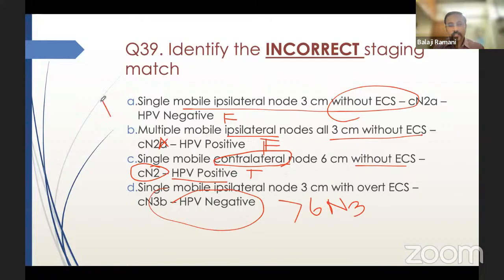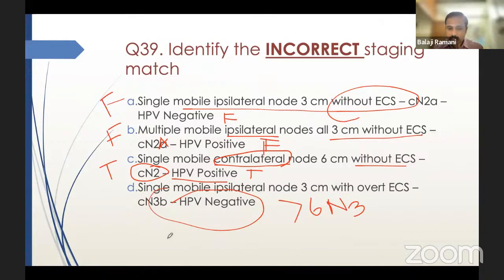So the first one is false. The second one is false. This one is a true statement. What about this one? Single mobile ipsilateral node, 3 centimeters with overt extracapsular extension is N3B. What about this one?